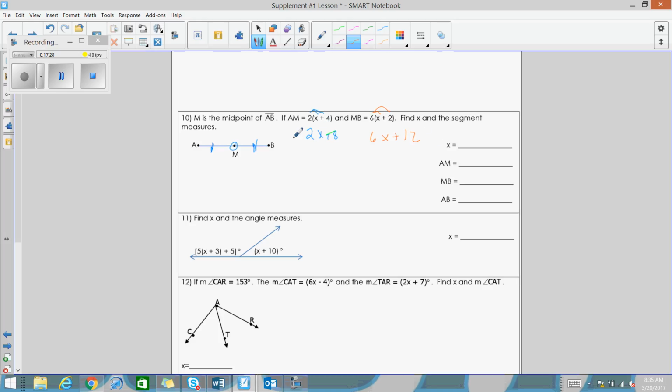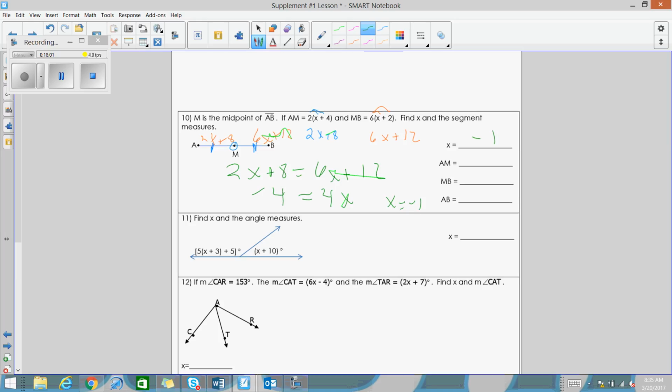So AM is 2x plus 8, and this is 6x plus 12. So what we're going to do is we're just going to set these two equal to each other. 2x plus 8 equals 6x plus 12. So combining like terms, you should end up getting 4x by moving that 2x over. Subtracting 12, you get negative 4 over here, and you're going to get x equals negative 1. So x equals negative 1.